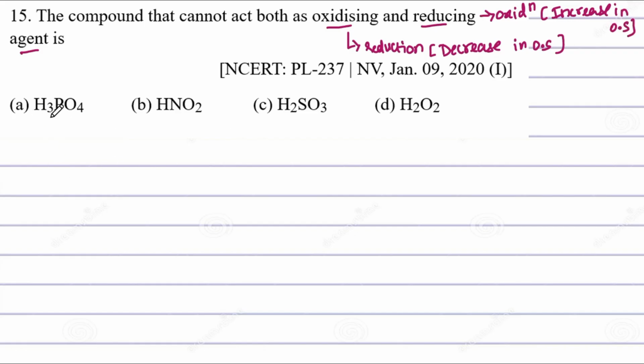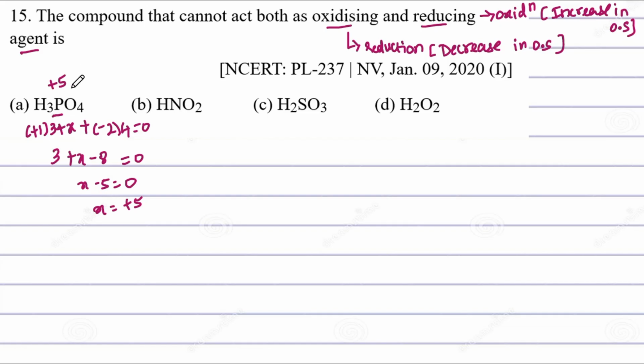In the first option, H3PO4 as it is given. Here the oxidation state of phosphorus is plus 5. First let us check that. Hydrogen is having the charge plus 1 and the 3 atoms are there. So plus 1 into 3 plus unknown element X plus oxidation state of oxygen is minus 2 into 4, everything equal to 0. So 3 plus X minus 8 equal to 0, X minus 5 equal to 0, X is equal to plus 5. So for phosphorus, the oxidation state is plus 5.